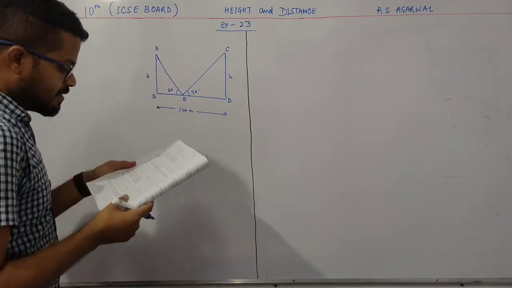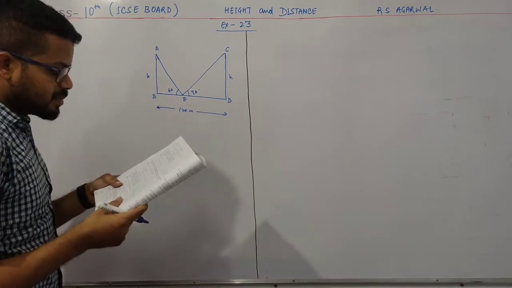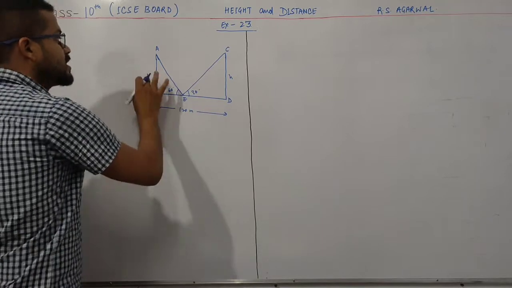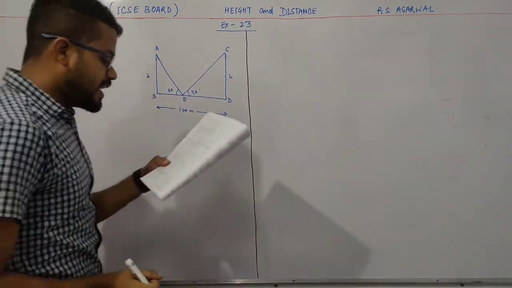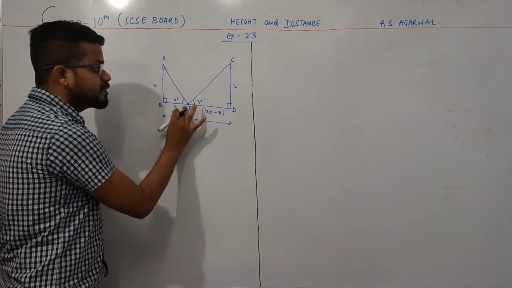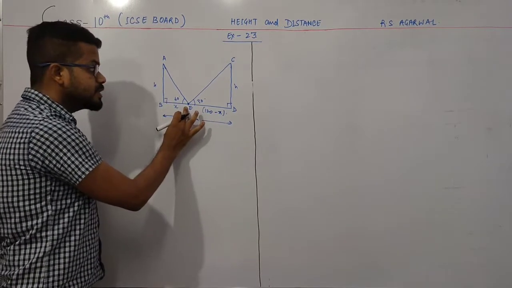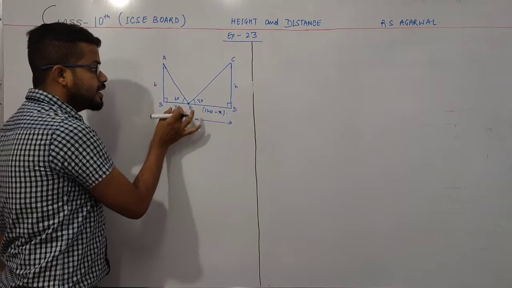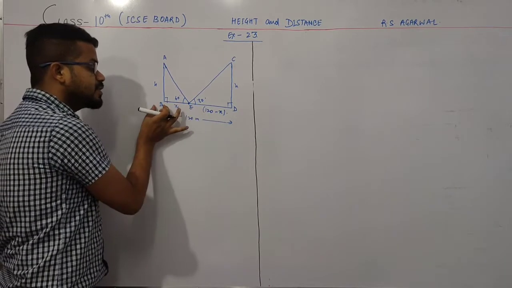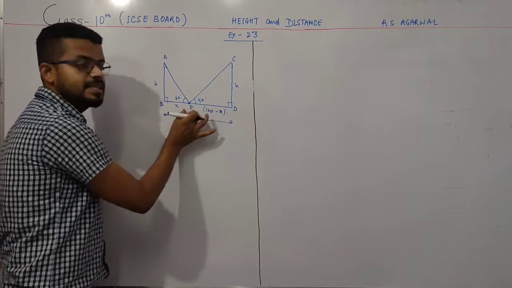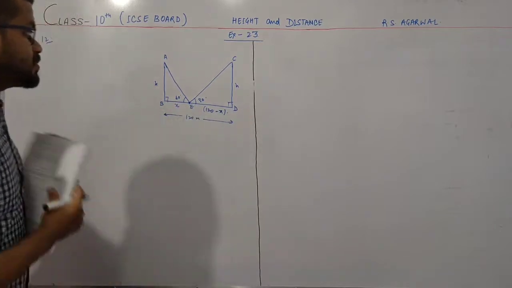Find the height of each pillar and the position of the point. Each pillar means the height is the same, so we have to find the height of the pillar and the position of the point. Position of the point means at what distance the point is from this pillar and from that pillar.